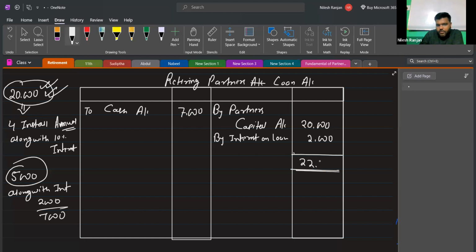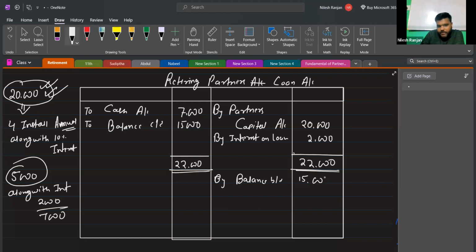So this interest on loan doesn't include with the 5,000. It's separate. You have to pay this amount in 4 installments along with interest. Balance c/d 15,000. Again, it will be transferred to next year here by balance b/d 15,000.